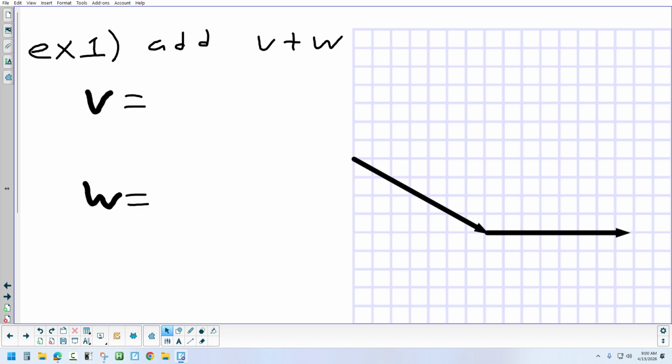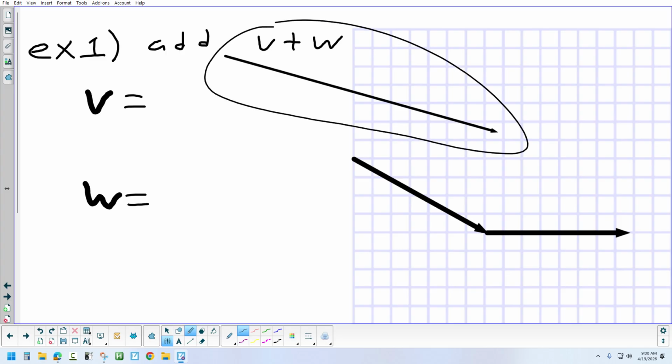Yeah. From the start point of V to that. Yep. Add in this vector starting at V, ending at W, and that's it. That is the answer. It's a picture.